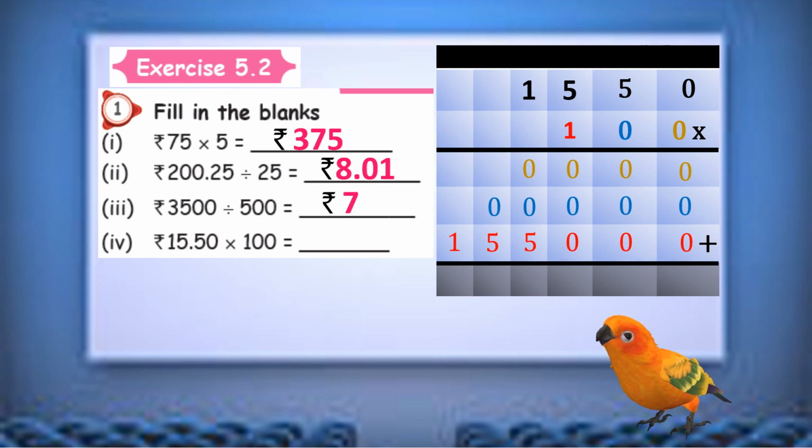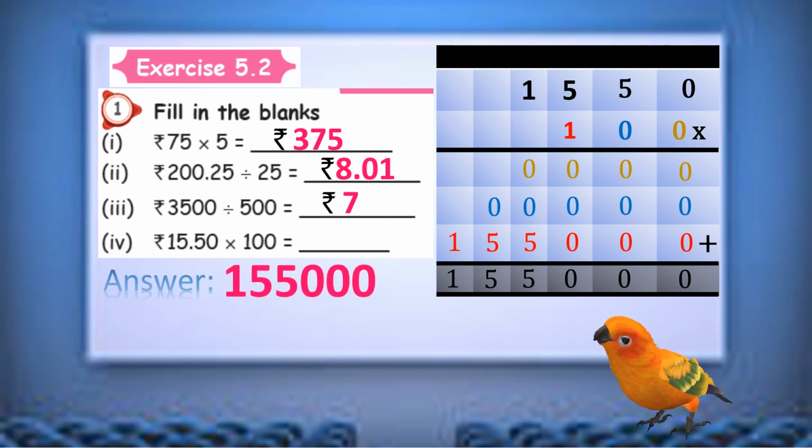Okay. So if we add, in that corner 0 will be the answer, and once again 0. Here also 0. Here 5. And in this 5, then 1. See, this will be the answer. Yes. So 1,55,000, isn't it?